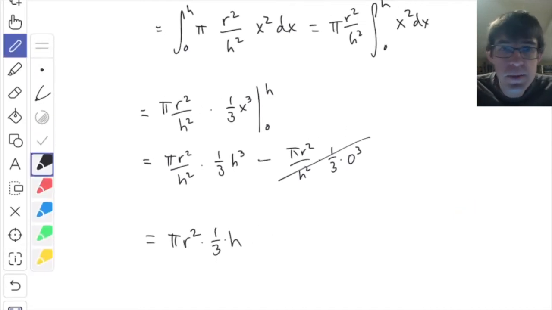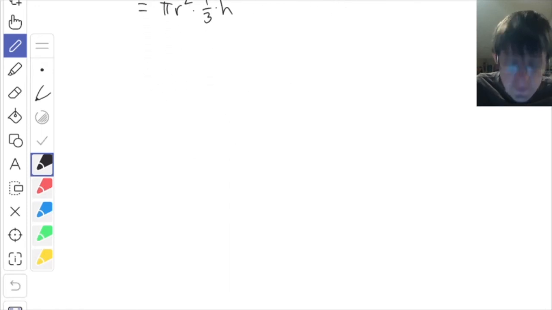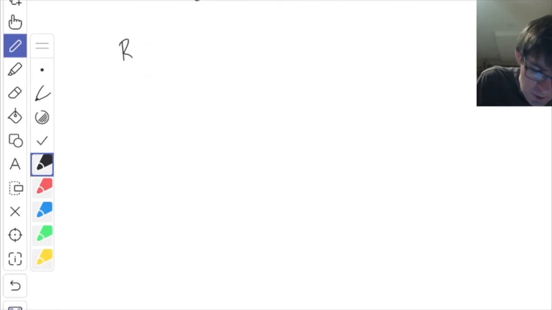Any thoughts about this? Questions about that one? All right, the volume of a cone. Okay, let's talk about some variations on this basic technique. One fairly simple variation is, what about rotations around the y-axis?